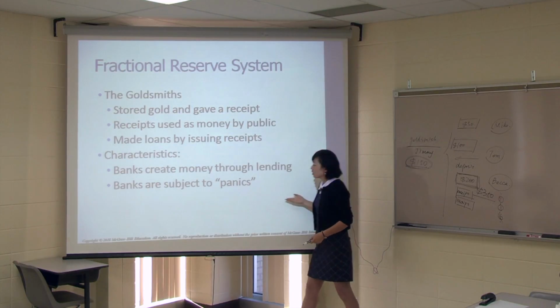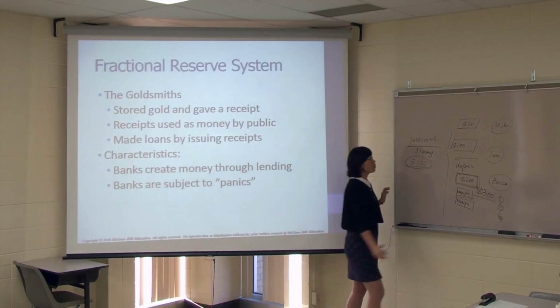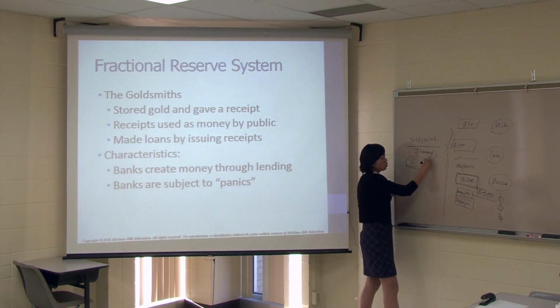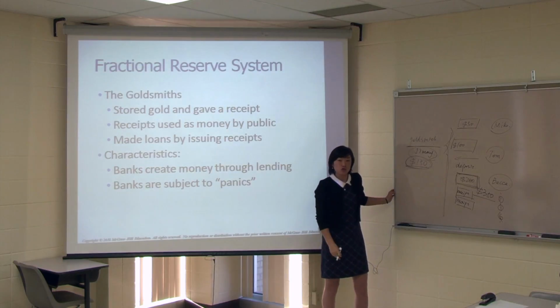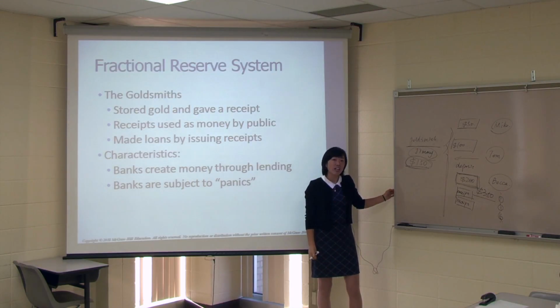Second, banks are very subject to panics. When all of those people who have the receipts come over to redeem the gold, Jimmy will not be able to do so. That is the reason we say banking is a very highly regulated industry, no matter in the United States or any other country.